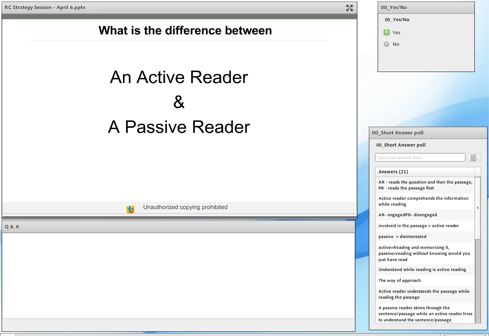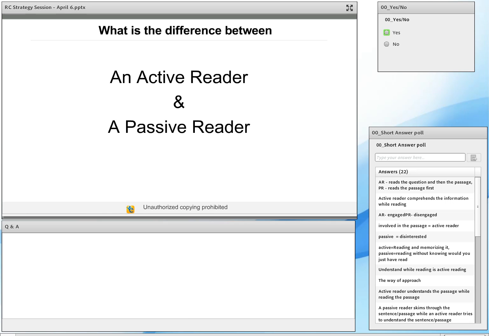Now, the difference between an active reader and a passive reader is that an active reader engages with the text as he or she is reading the text, whereas a passive reader is simply reading through the words that are there in the text. So it's reading versus comprehending. An active reader is a reader who is there with an intent to understand each and everything that the author intended to communicate. Whereas a passive reader is simply there to read through the words without really focusing a whole lot on understanding.